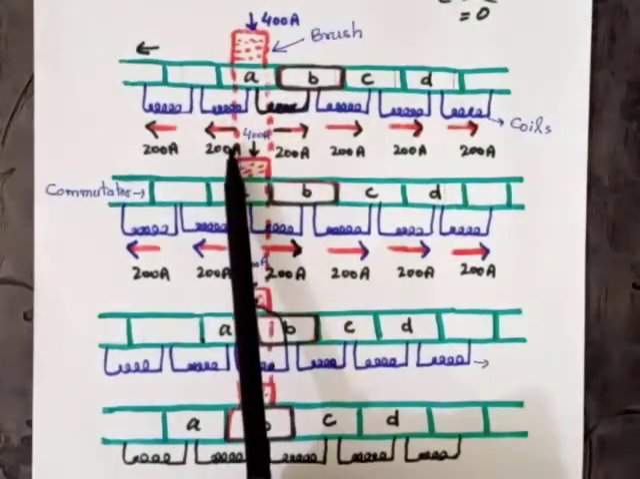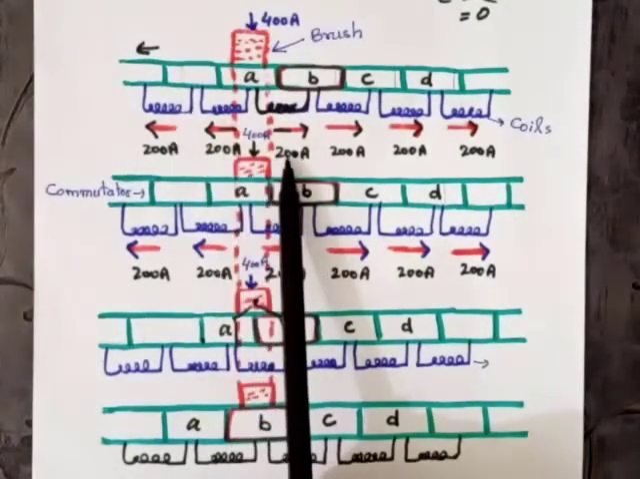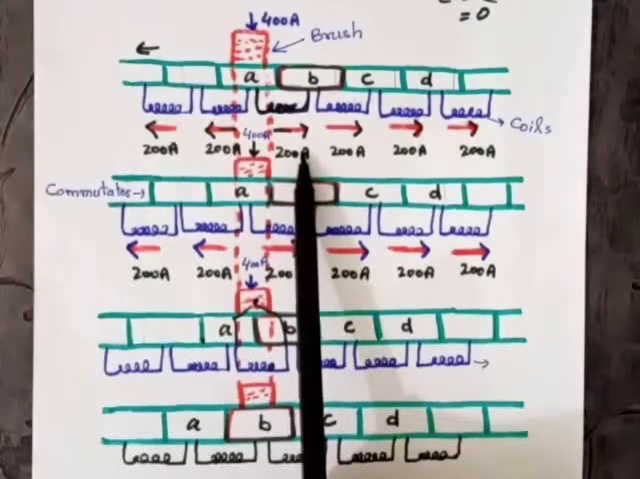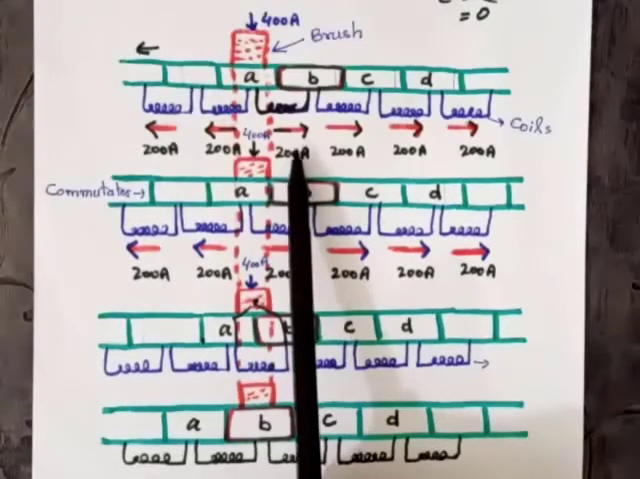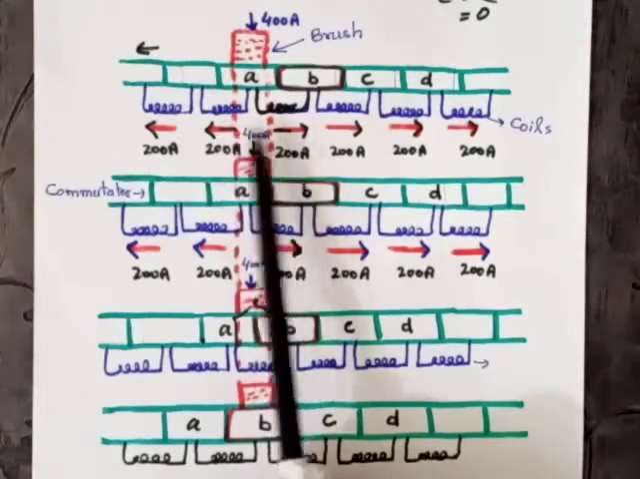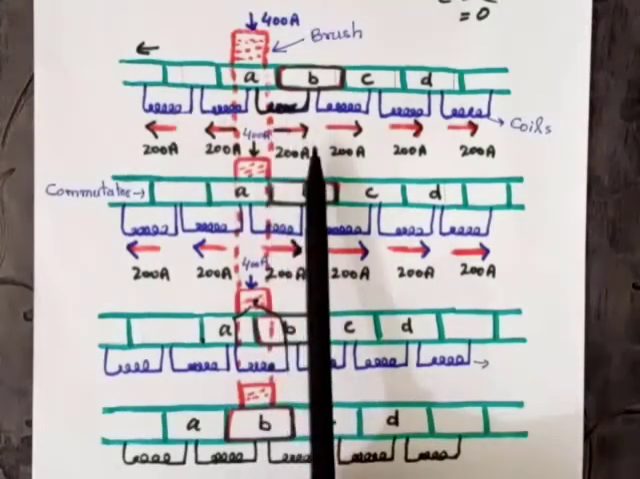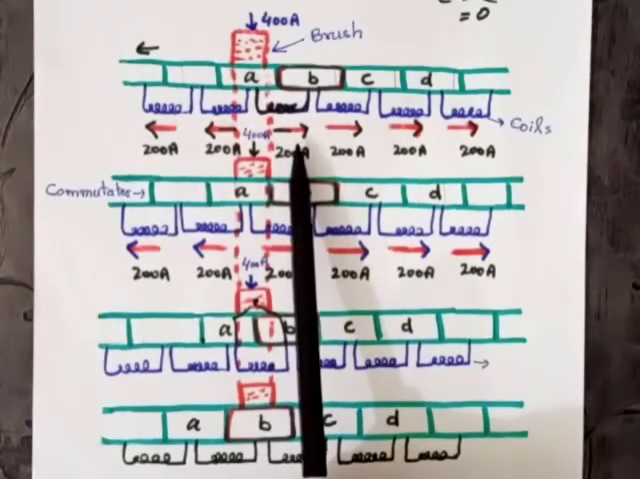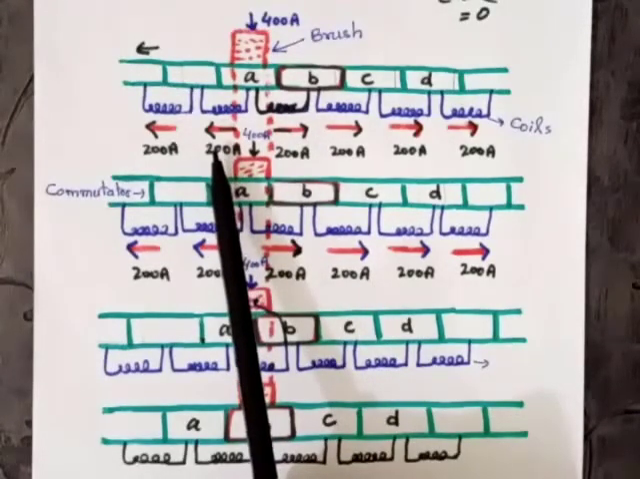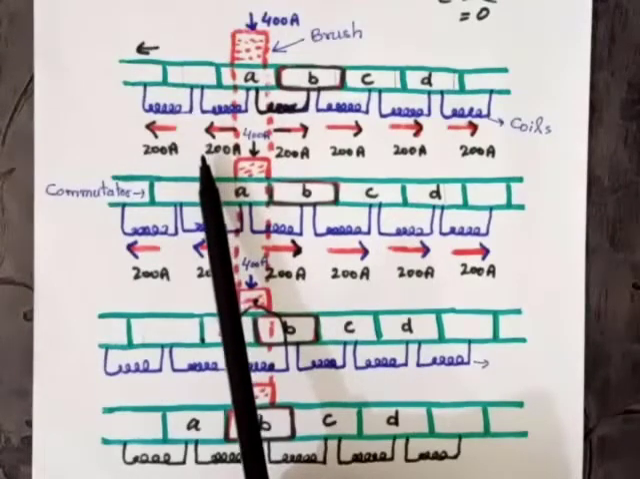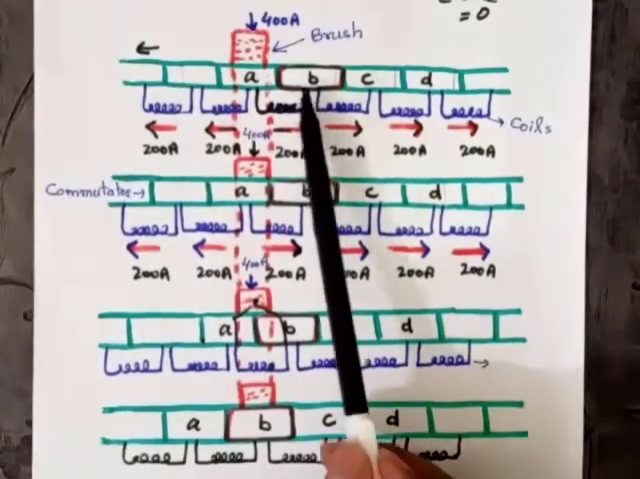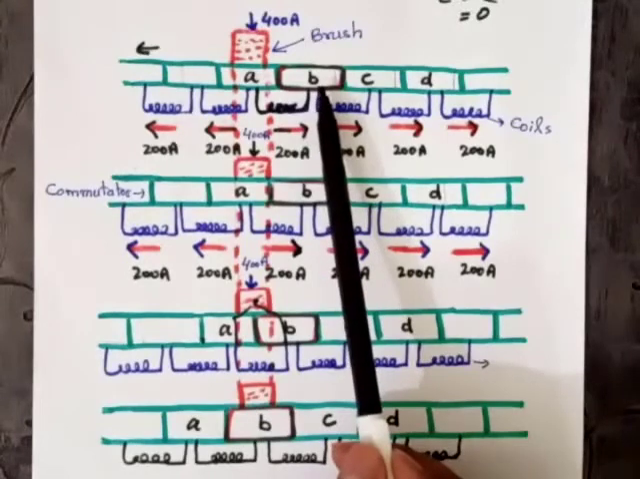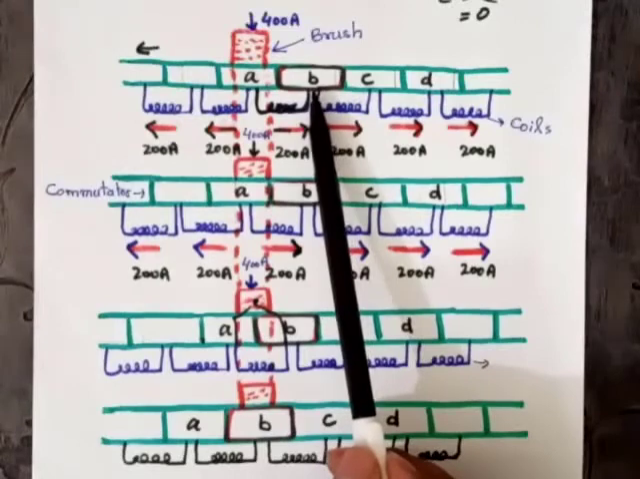200 ampere current will come here and 200 ampere current will come here. And the direction of both the currents is opposite. The direction of one current is positive and the other current will be negative. Here I made one commutator a red square, that is the commutator we are interested in. This is the commutator segment B.